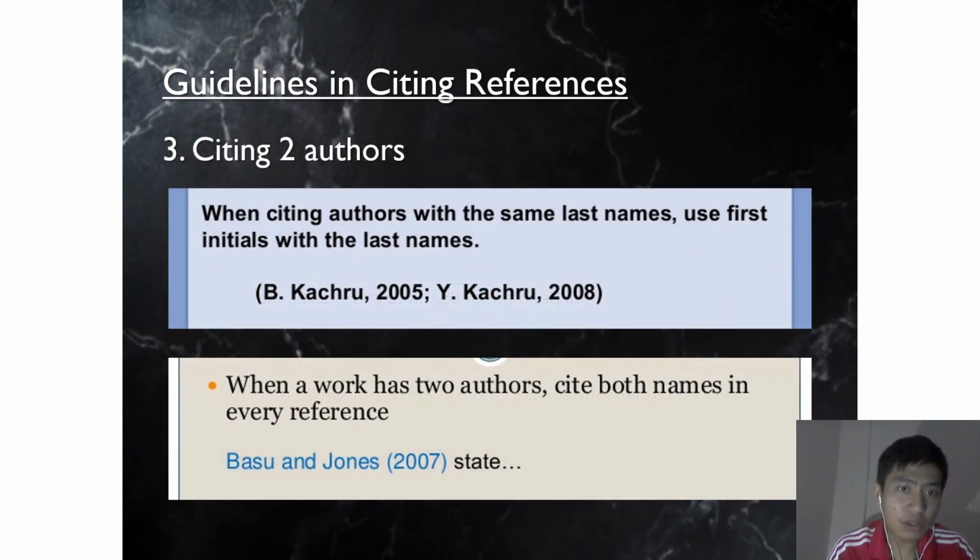So citing two authors with the same last name, use the first initial before the last names. So B. Kachru 2005, Y. Kachru 2008. When a work has two authors, cite both names in every reference. Bausu and Jones 2007.